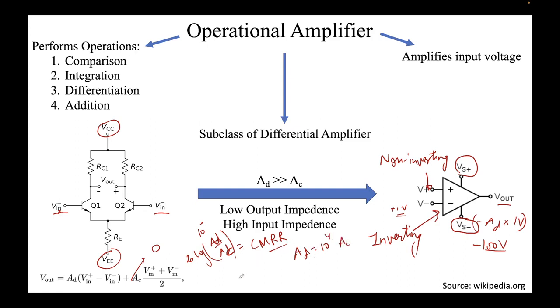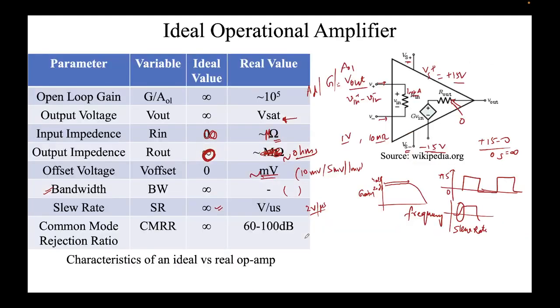Now if I put this here, it will be 20 log 10 to the power 4, which comes out to be 80 dB. So this is a good amplifier where CMRR is very low. So AD is greater than AC, 10 to the power 4 times in this example. As I was telling you, usually for good op-amps this is in the range of 60 to 100 decibels.